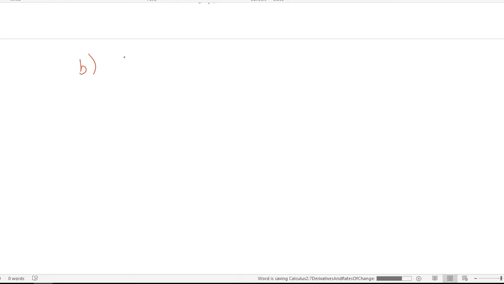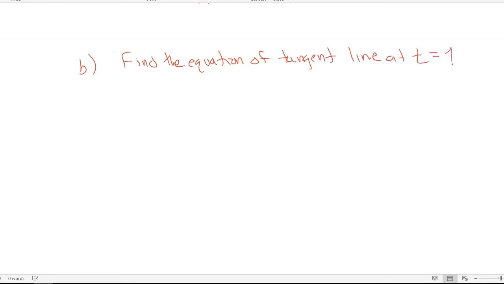All right, so part B, let's say we want to find the equation of the tangent line at 1 second. Remember that in order to find the equation of any line, what I like to do is use the point-slope formula. So what we need is the slope, and we already found the slope of the tangent line. Remember, the slope of the tangent line is the instantaneous rate of change, and in this case, that instantaneous rate of change was the velocity. So we have the slope, and then we need a point.